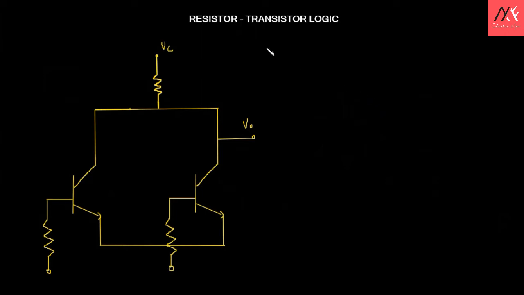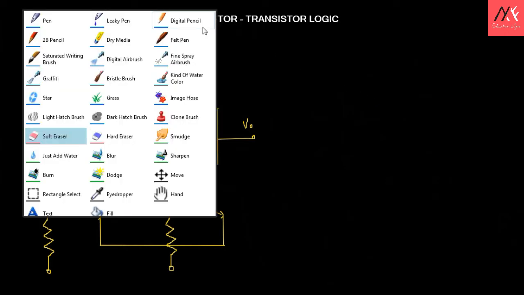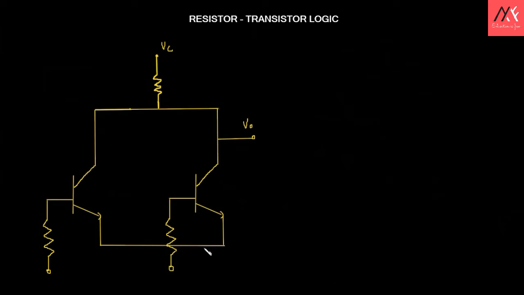This is the circuit diagram given to you. It consists of two transistors, T1 and T2, and three resistors. On the top you can see the power supply VC, which will be plus 5 volts. This is resistor 1, this is resistor 2, and this is resistor 3. This is the base B1 of transistor 1, this is the collector C1, and this is the emitter E1.